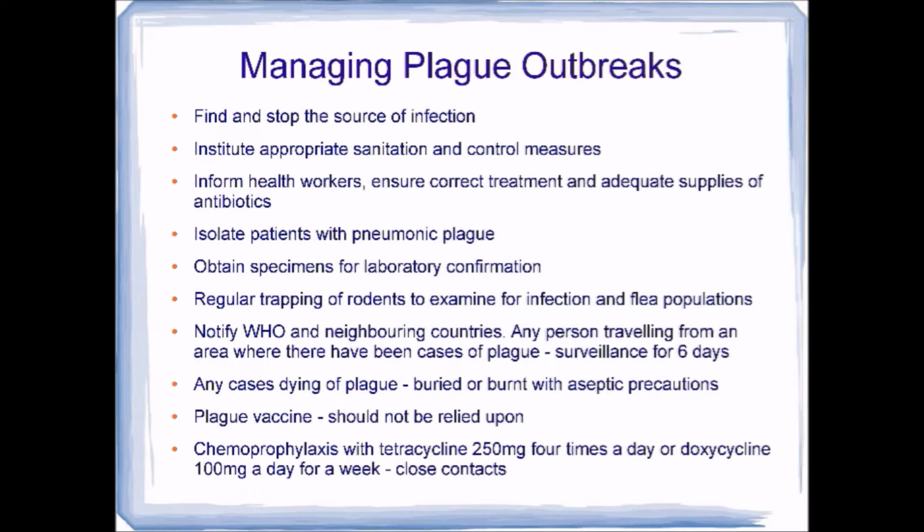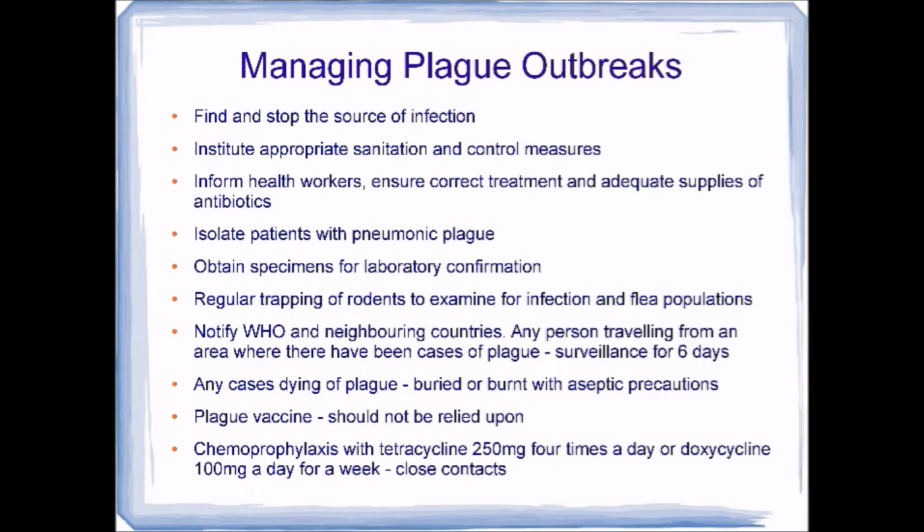It is also important to inform health workers as soon as possible and ensure correct treatment and that local supplies of antibiotics are adequate. Patients with pneumonic plague need to be isolated as they are very contagious. Health workers also must obtain specimens for laboratory confirmation. Surveillance of foci should be maintained with regular trapping of rodents, to examine them for infection and their flea populations. Notification of any confirmed or suspected case of plague must be made to WHO in neighboring countries.